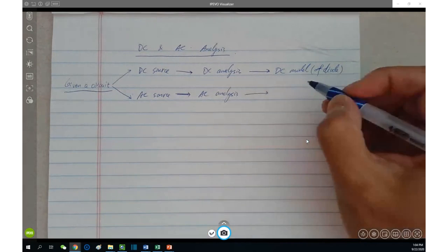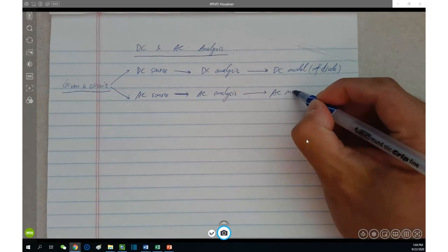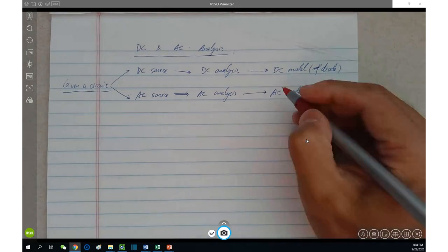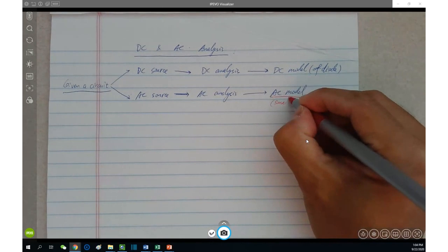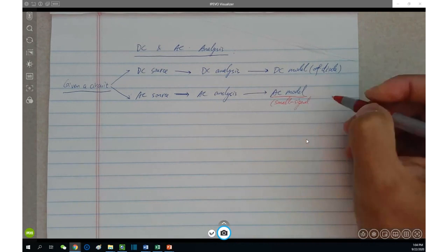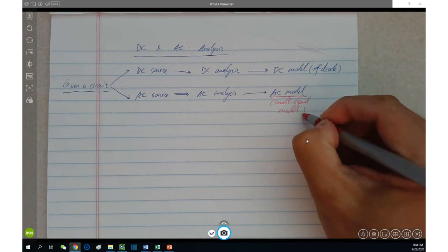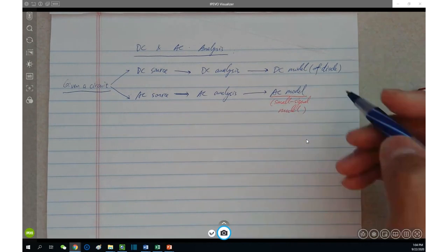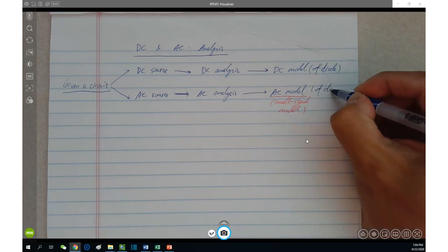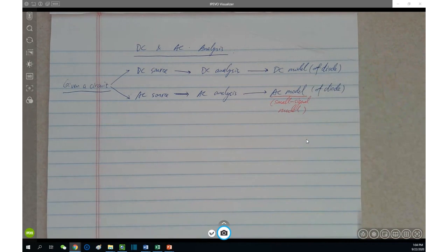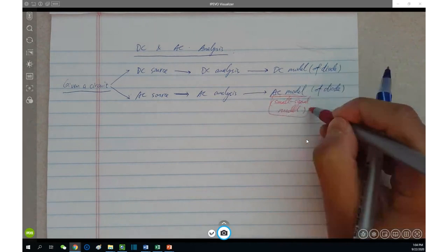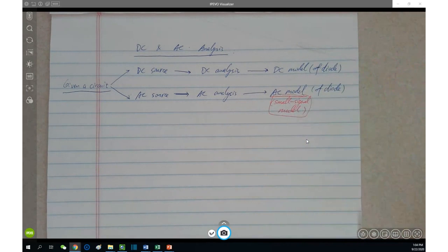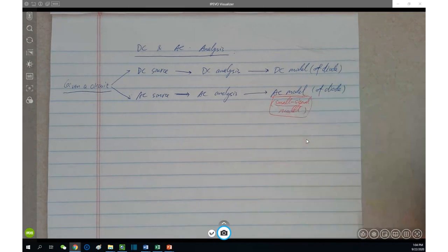In AC analysis, you have an AC model, which is actually called the small signal model, because generally speaking, we don't call it an AC model. We call it the small signal model of the diode or transistor in future. Remember this name, small signal model. And when we talk about a small signal model, we need to bring up the concept of small signal and big signal. This is something we have learned before.